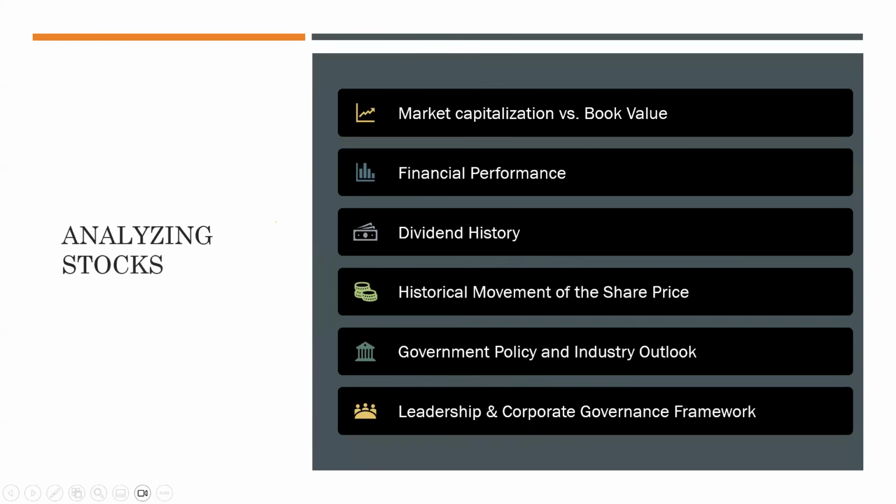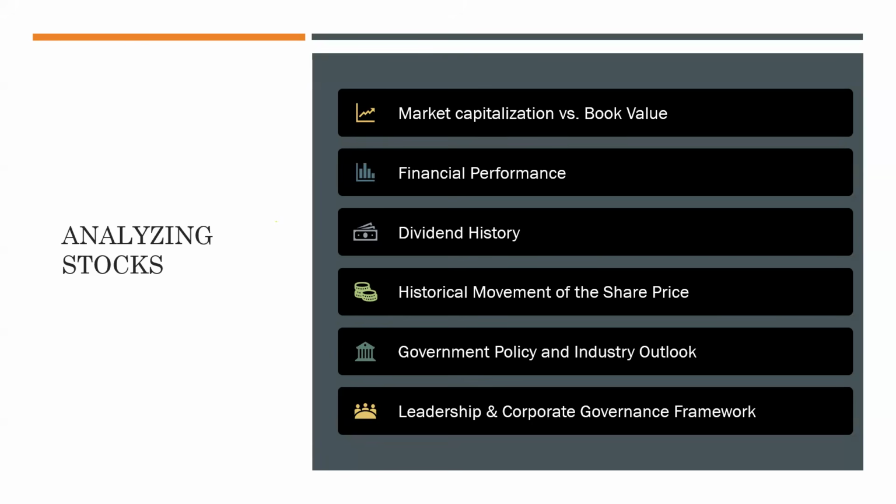Let's now look at how to know the stocks to buy, because this is where the problem is. It's not just about buying the stocks, it's knowing the stocks to buy and what to check before you buy. The first one is what I've called market capitalization versus the book value. So how do you know a good stock? You have to check the market capitalization of the company and the book value of the company. It's a bit technical, but I'll try to explain.